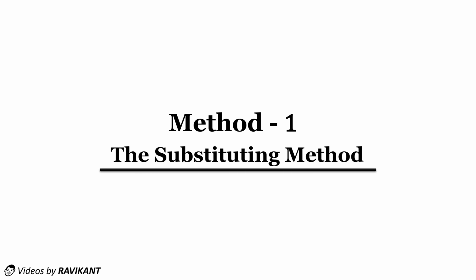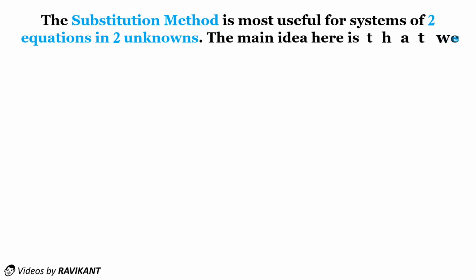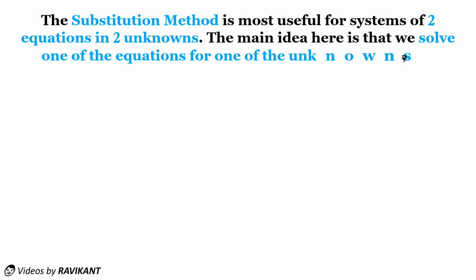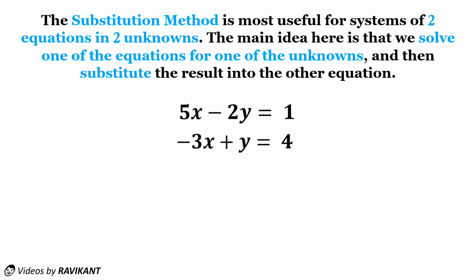So let's get started with our first method, which is the substitution method. This method says that we can solve a linear system of two variables by substituting the value of one variable into another linear equation in order to find the values of the two unknown variables. So directly it means that we solve one of the equations for one of the unknowns and then substitute the result into the other equation. So these are the two equations of a linear system.